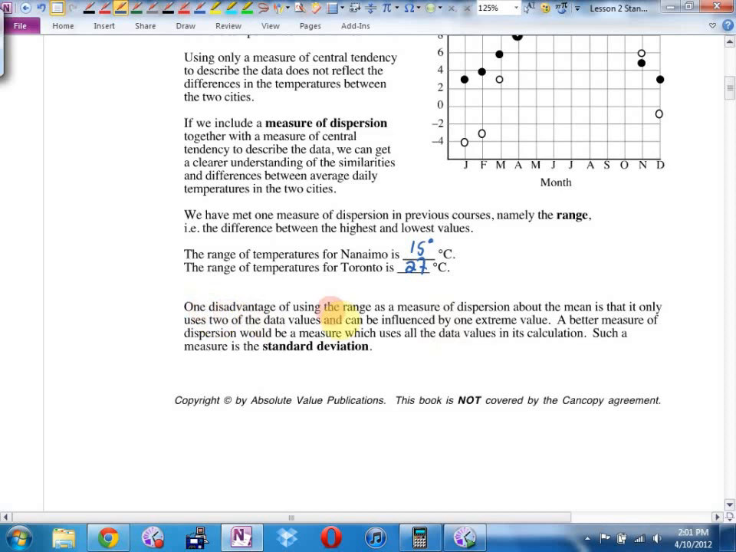But one disadvantage of using the range as a measure of dispersion about the mean is that it only uses 2 data points and it could be skewed by outliers. So a better measure is the standard deviation. Turn the page.